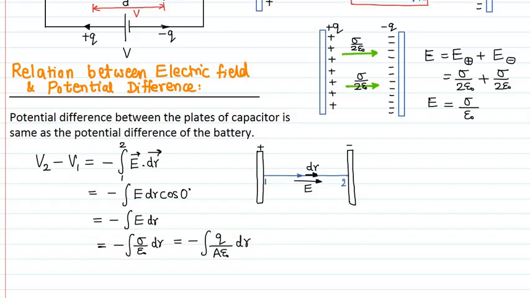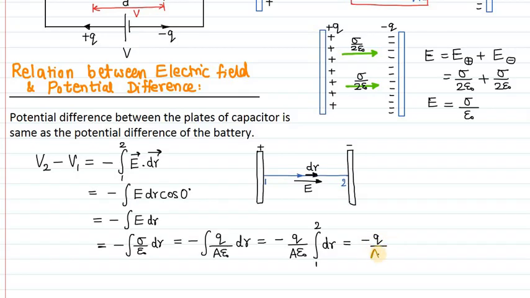Now, to perform this integration, let us take the constant things outside. So charge Q is constant on the plate, area of the plate A is also constant, and epsilon naught also constant. So everything goes outside except dr. And the limit of integration is from 1 to 2. Now, what is the integration of dr?